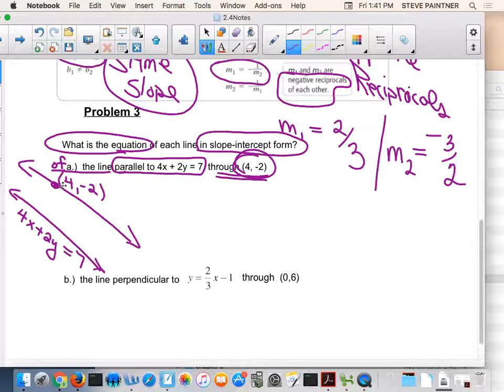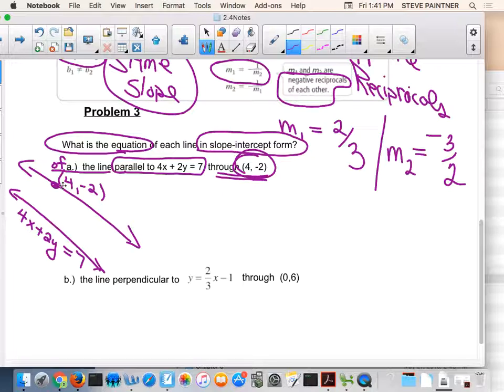Because it's parallel. But what's the slope of this line? 4x. You need to put it in slope-intercept form. You've gotta solve it for y before you take the slope. See? That's the tricky part. You gotta solve this for y.